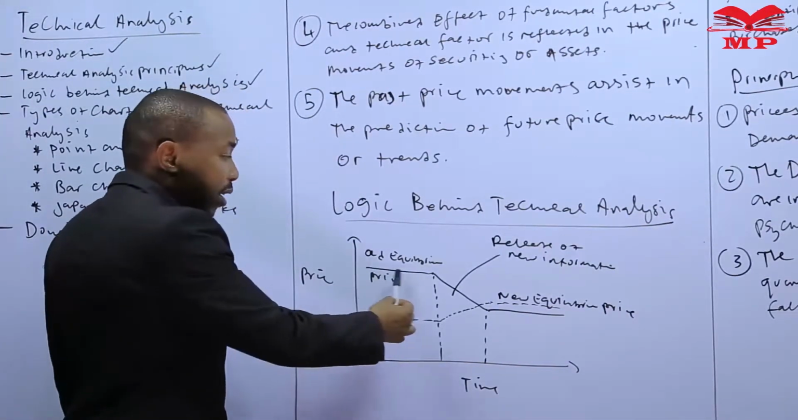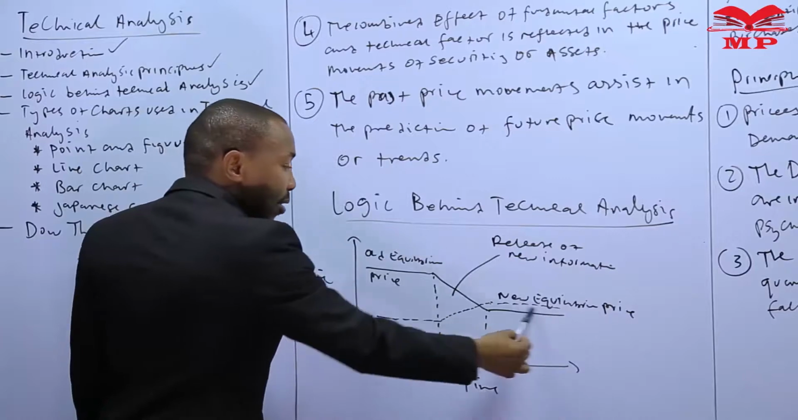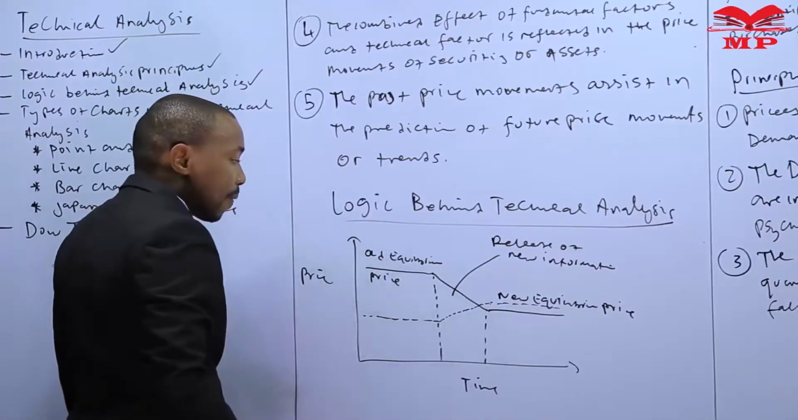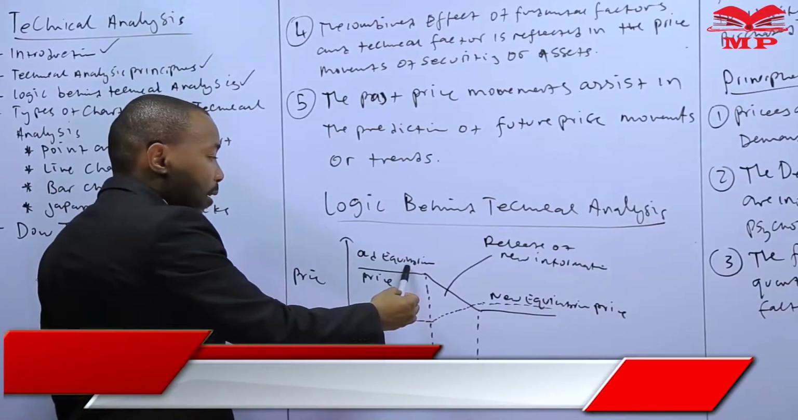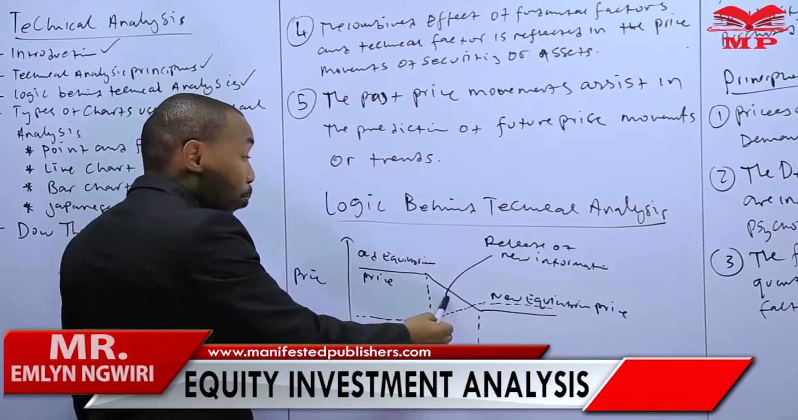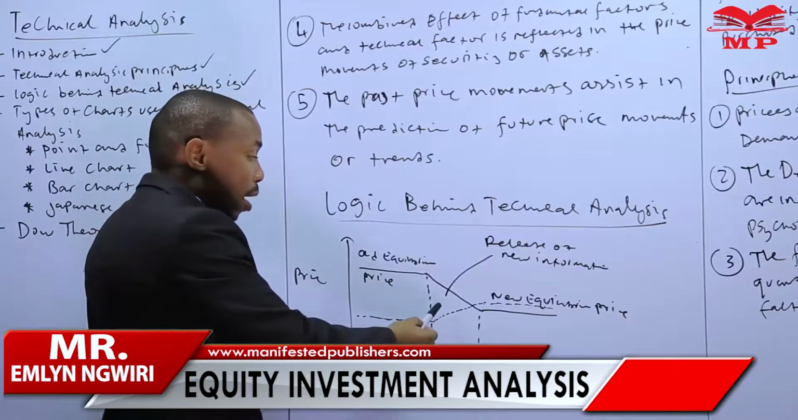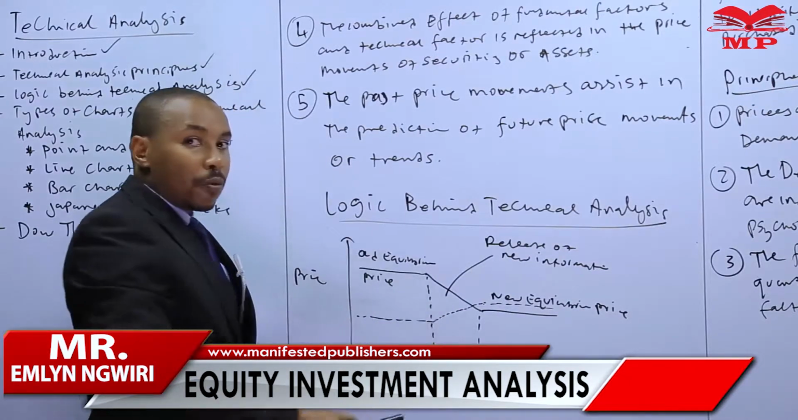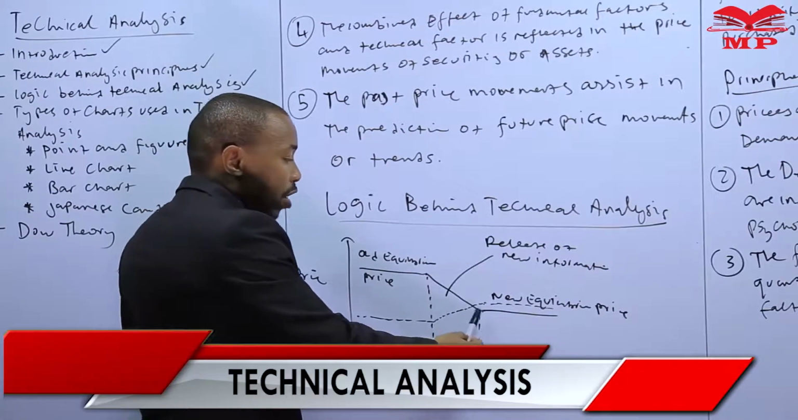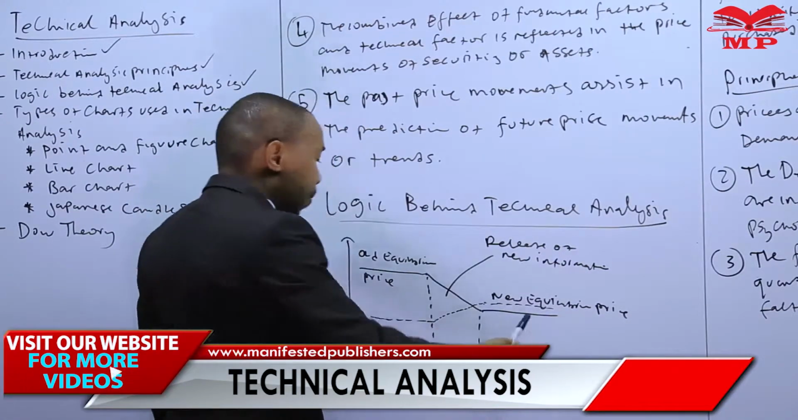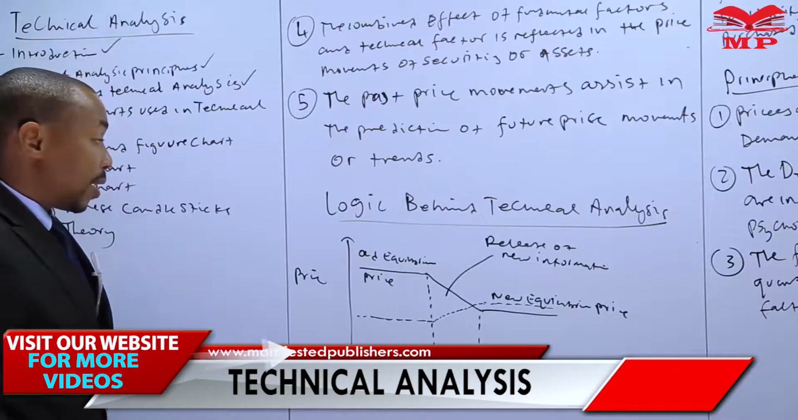In this case, over here is a disinterest. This first graph: the old equilibrium price was much higher over here. Then the release of new information, possibly negative information, reduced the demand for that security or asset, and hence the new equilibrium price is much lower than the old equilibrium price.